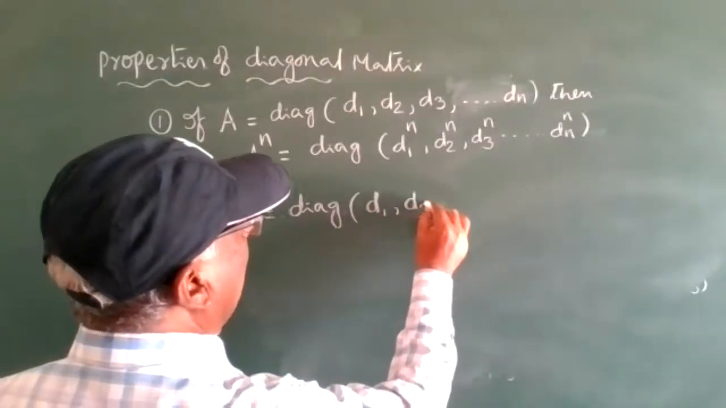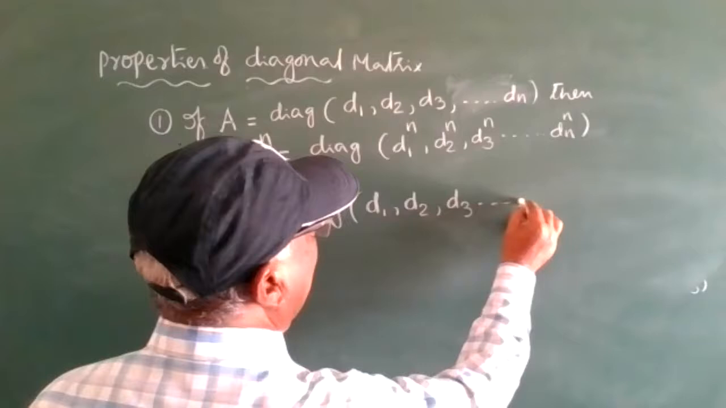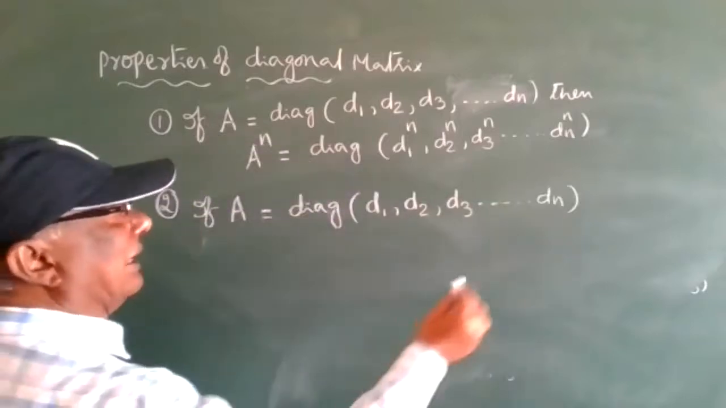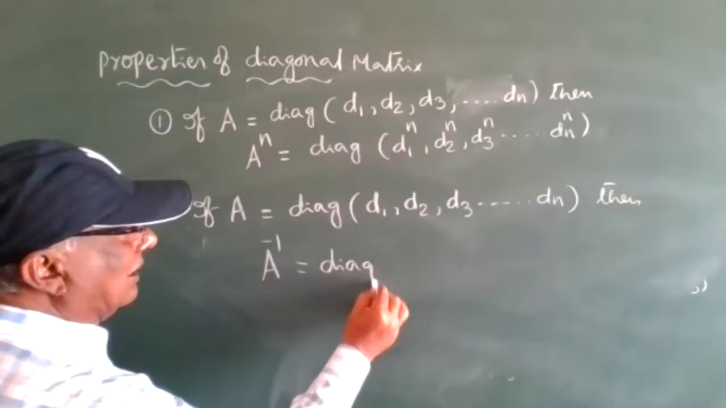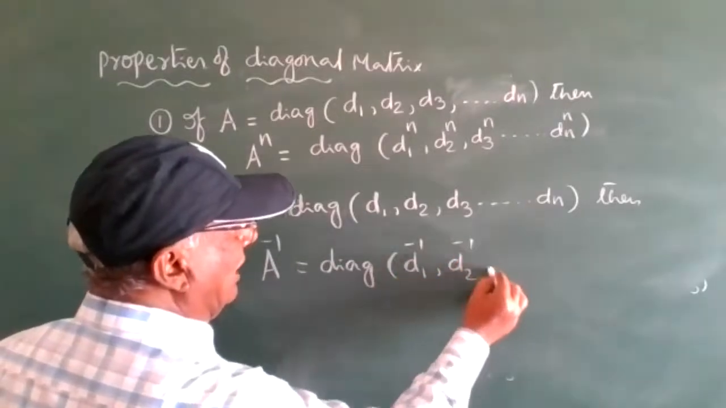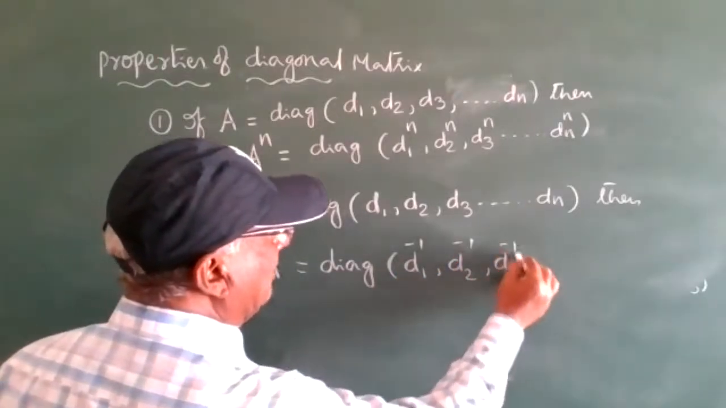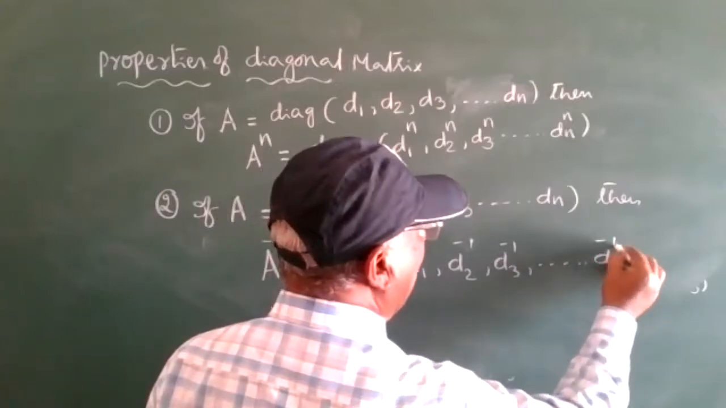D1, D2, D3, dotted, Dn. Then A inverse is required. Just write down every element's inverse: A inverse is a diagonal matrix of the inverse of every element. That's enough. Okay? These are the properties of the diagonal matrix.